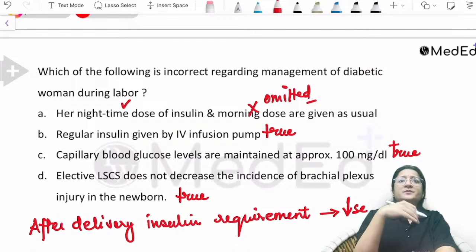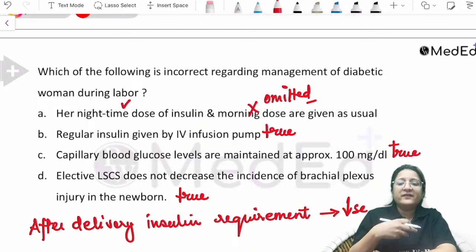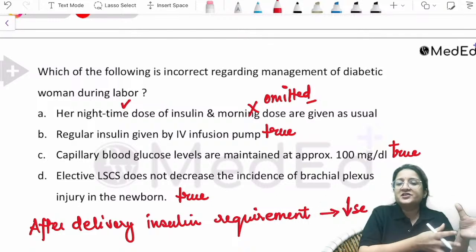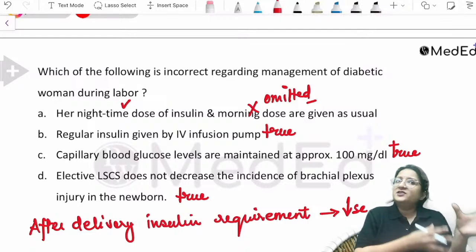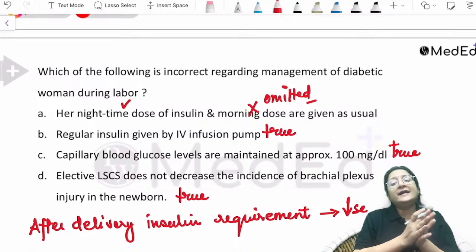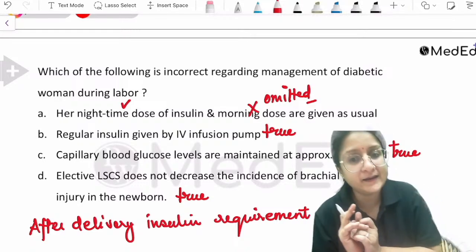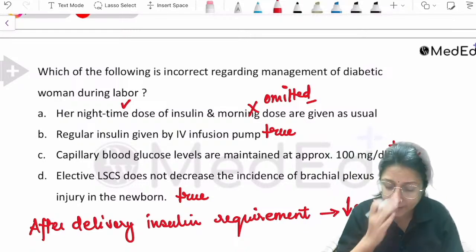So we don't start her on the same dosages she was taking before going into labor. Of course, if she's had a cesarean section and has not yet started eating, we'll give insulin only when she's on her full diet. And even when she's on her full diet, she may not need the same amount of insulin that she was needing earlier. It may be less, so it needs to be titrated again. Keep that in mind. That's an important pointer.